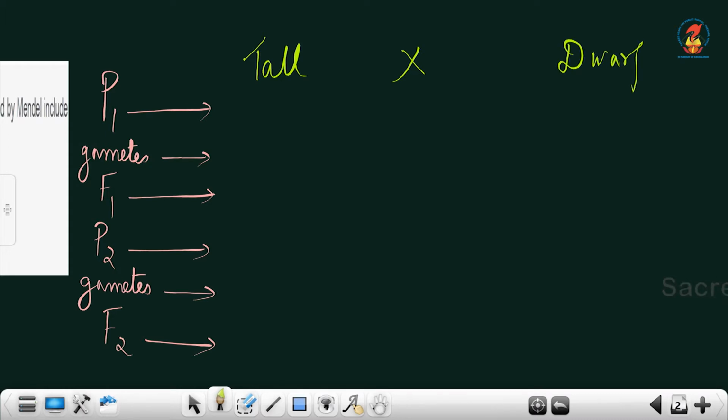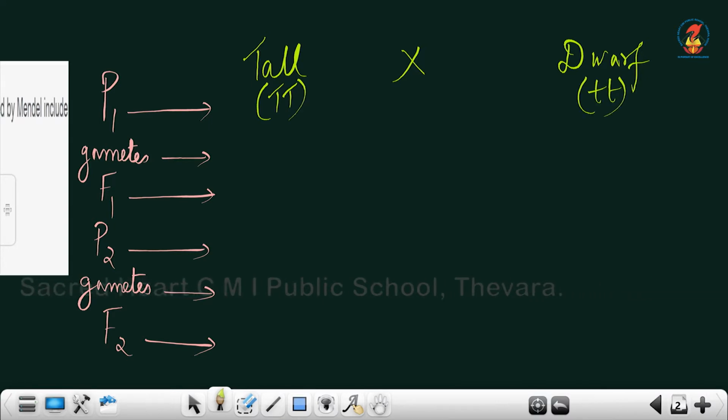What is represented now is the phenotype. Now I also have to represent the genotype, in brackets, for tall. The question paper will reveal the tall genotype, or you have to use the trial and error method. So I am going with the option homozygous tall, and for dwarf there is only one option, small t, small t.